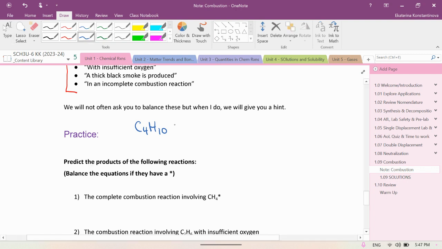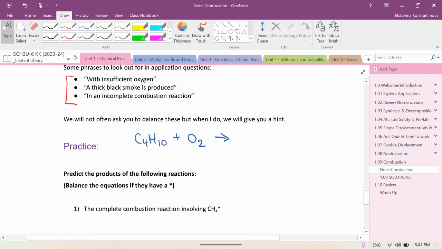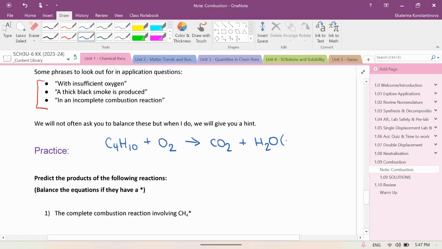So if I'm saying that there's complete combustion, I know I'm going to react it with oxygen, and I'm going to have the following products. I'm going to have carbon dioxide, I'm going to have water vapor, and energy. If you want, you can leave energy off. It's more in grade 12. You're not going to need to worry about that in order to help you balance this.